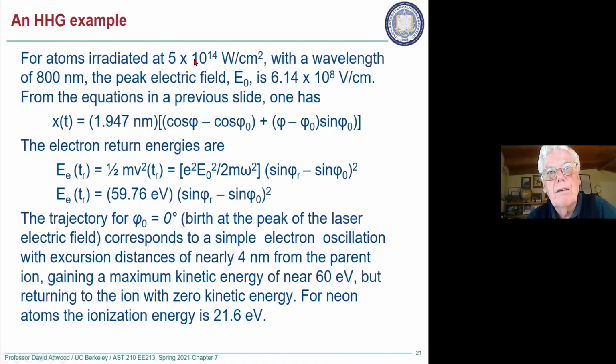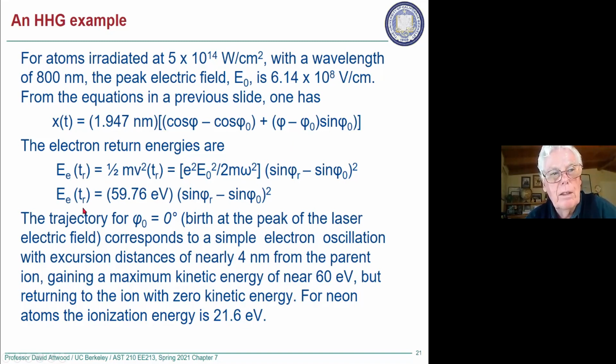Atoms are radiated at 5×10⁻¹⁴ watts per centimeter squared. So there's an electric field associated with that. And if it's at 800 nanometers, this is that electric field. And there are equations that we're going to develop which give the excursion velocity. And we will also have calculated the velocity, so we can get the energy and what is the return.